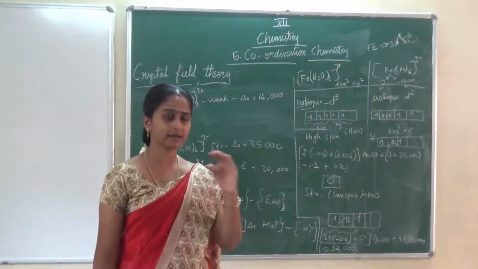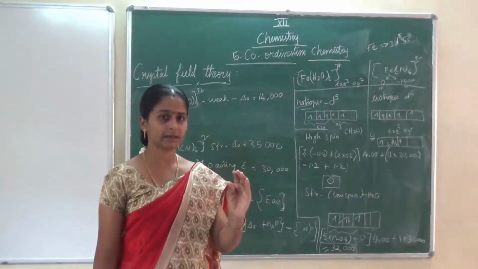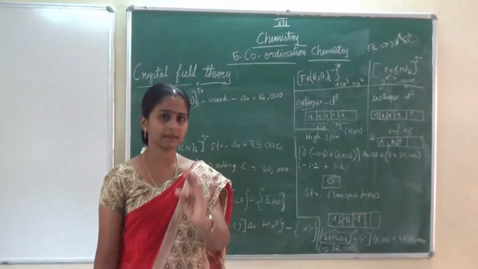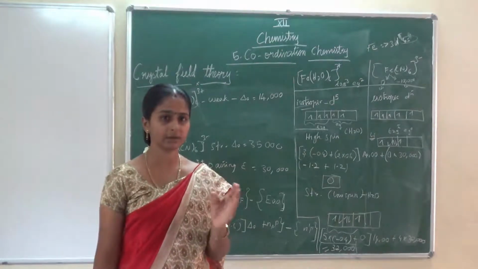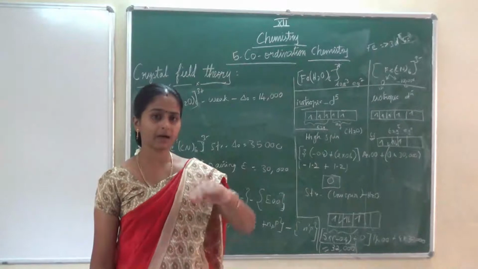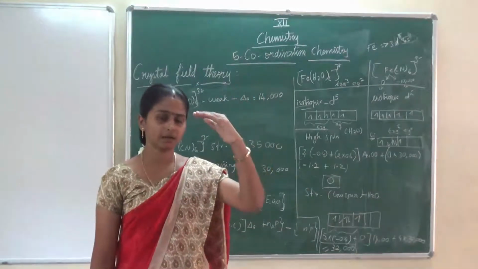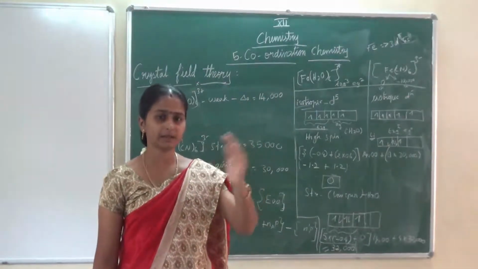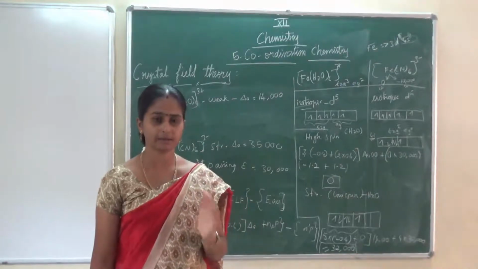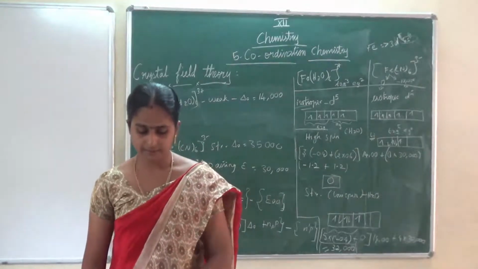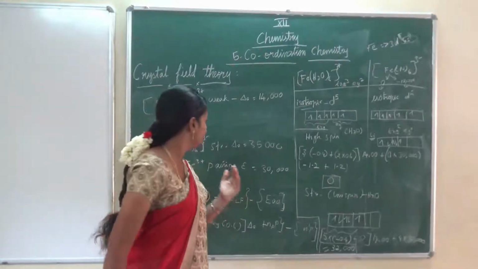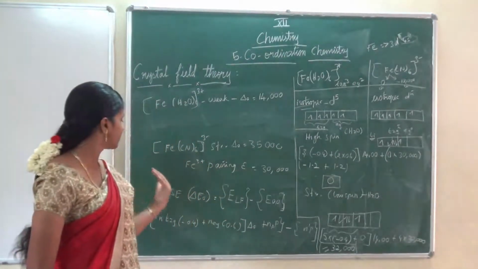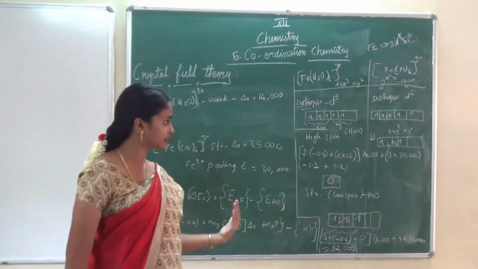After the ligand reaches the central metal atom, how will the electrons enter the central metal atom? Where will the central metal's d electrons go, whether into the eg orbital or the higher energy t2g or eg, which will they occupy? Like that only we have discussed. To explain this, we have taken the crystal field stabilization energy concept.